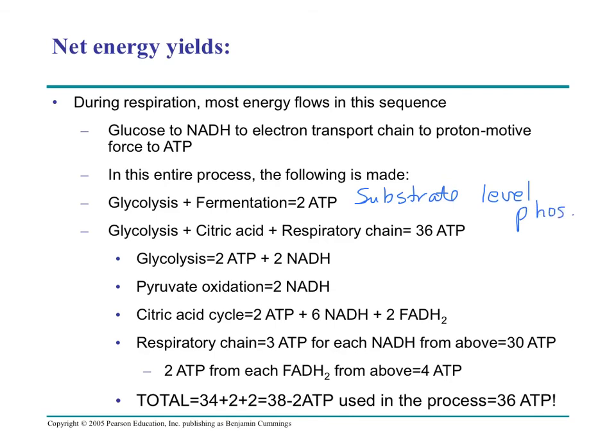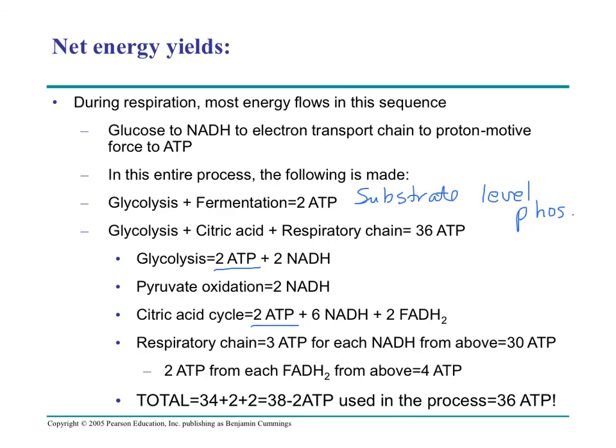However, if we use glycolysis, the citric acid or Krebs cycle, and the respiratory chain or electron transport chain, we make a net of 36 ATPs. Notice that we only make 2 ATPs in glycolysis. We make 2 ATPs net in the citric acid cycle.